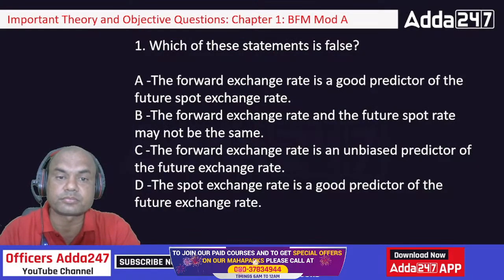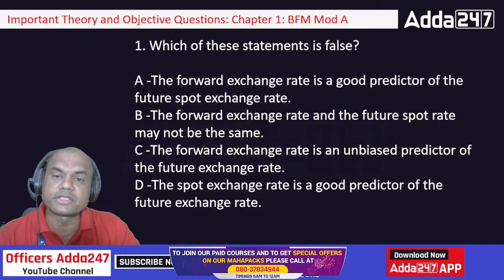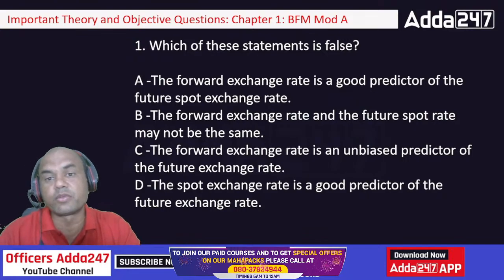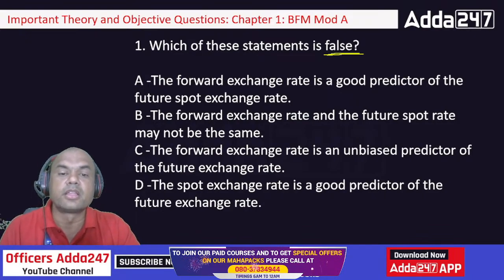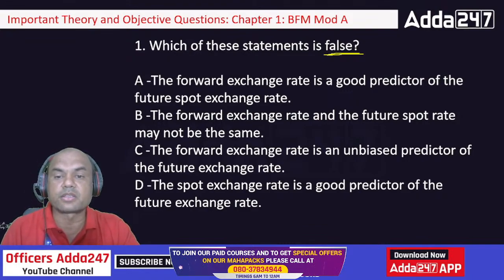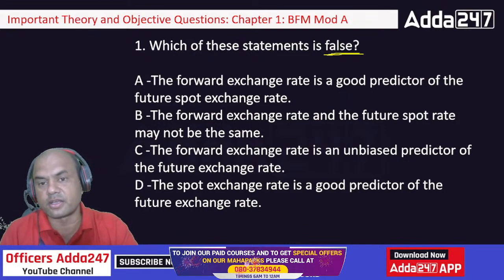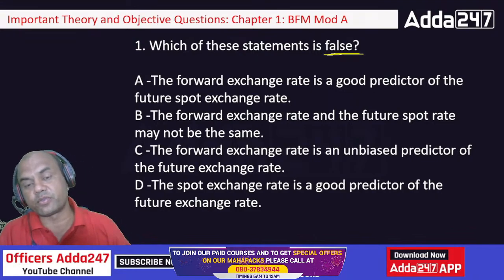Now let's come to the objective questions. Which of these statements is false? Now we want the false one. Remember this, we want a false, not a true one. The forward exchange rate is a good predictor of future spot exchange rate. So the forward exchange rate is a good predictor of the future spot exchange rate. Is it false or true?